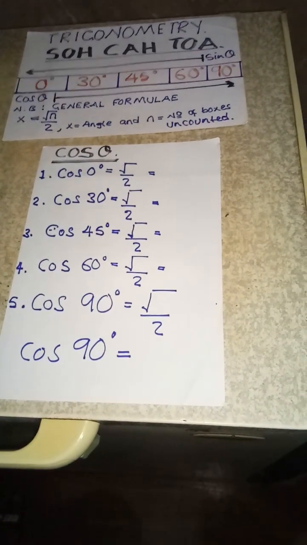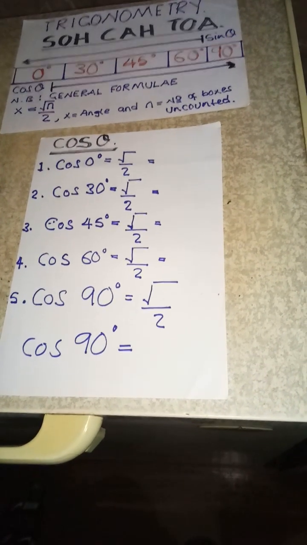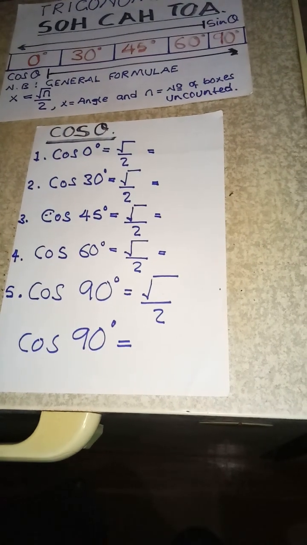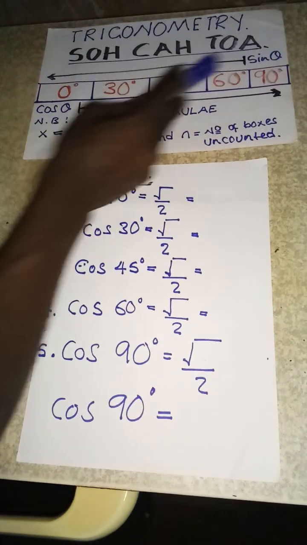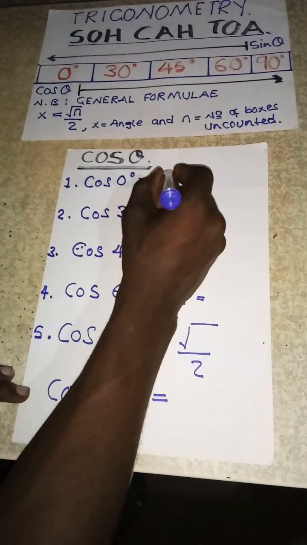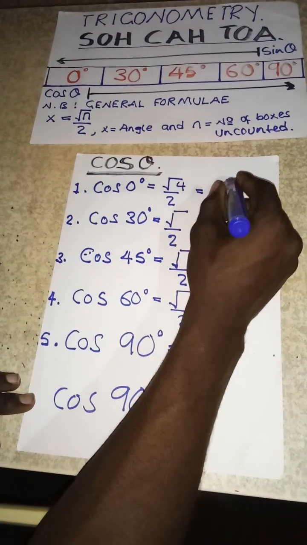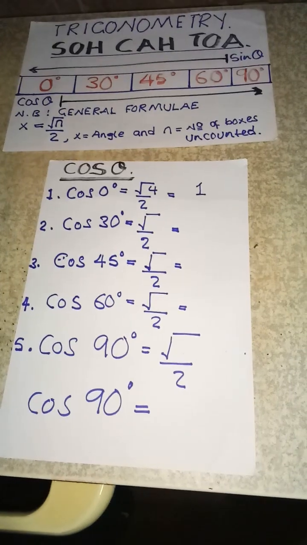Okay, so we have arrived at cos theta. So what is cos 0? Remember we said cos will be coming from this side, going from this side. Cos 0 is here. We've arrived at cos 0. So how many boxes will be left uncounted? 1, 2, 3, 4. So here it is 4, which simply means cos 0 should be equal to 1.